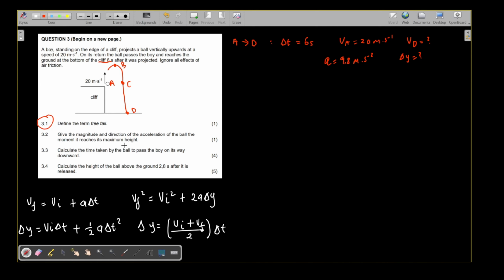3.1, define the term free fall. So what is free fall, guys? Please remember that this is motion. Free fall is motion. A projectile is an object. So free fall is a motion under the influence of gravitational force only.